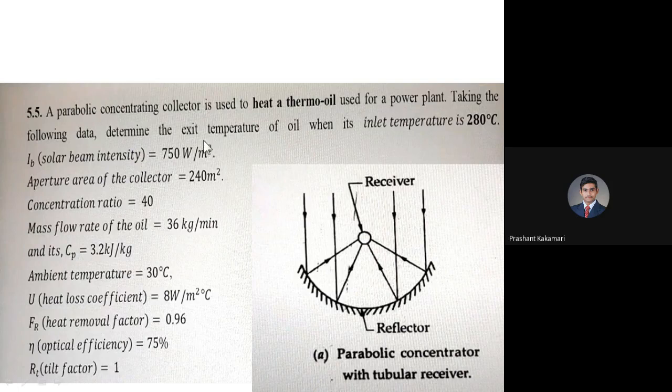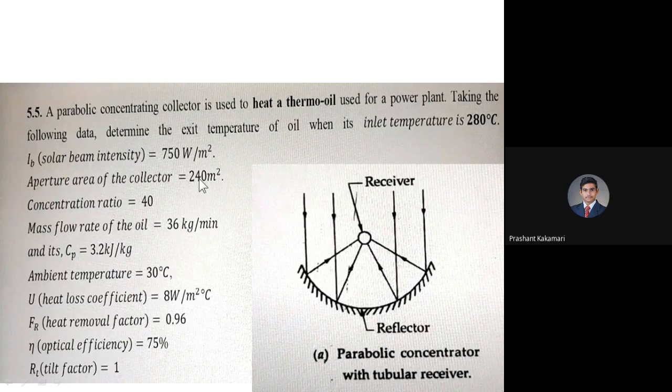Taking the following data, determine the exit temperature of the oil when the inlet temperature is 280 degrees centigrade. So the inlet temperature of the oil is 280. How much is the outlet temperature? On this reflector surface, the solar beam intensity is 750 watts per meter square. The aperture area of the concentrator is 240 meter square.